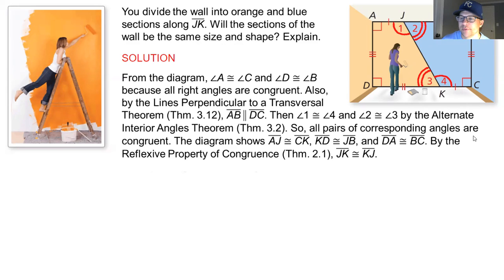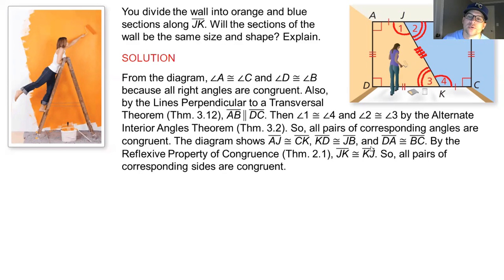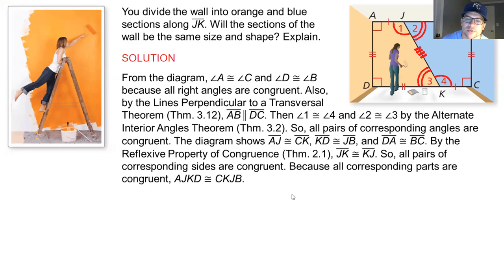Those two lines are congruent because they're the exact same line, so that's where using the reflexive property is going to help you conclude that. So you're just going to give that mark that it's congruent to itself. So based on all of that information, you can say that all pairs of corresponding sides are congruent, and since all angles and all sides are congruent, you could say that AJKD is congruent to CKJB.